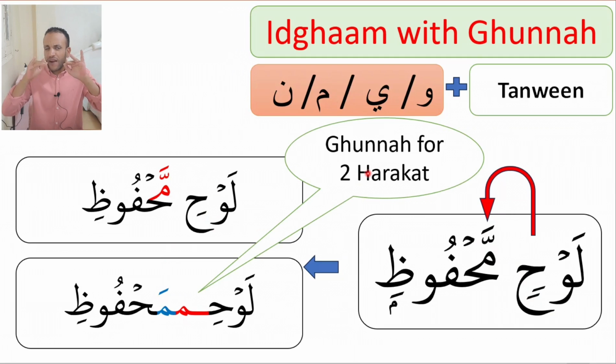You need to push the air in the nose to have the nasal sound? No, because the meme has already its original nasal sound. You didn't need to push, you just need to prolong. So here you will pronounce لوح محفوظ. لوح, I am prolonging. لوح محفوظ. Can you notice? لوح محفوظ. I am pronouncing twice.